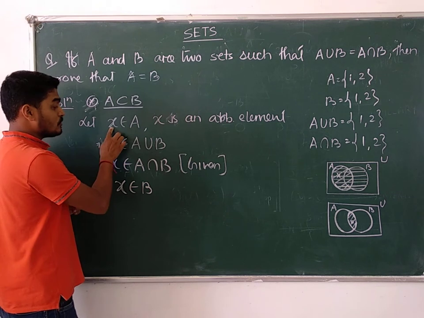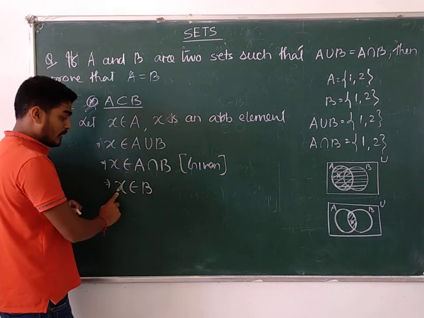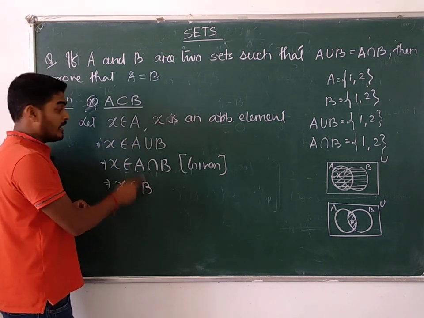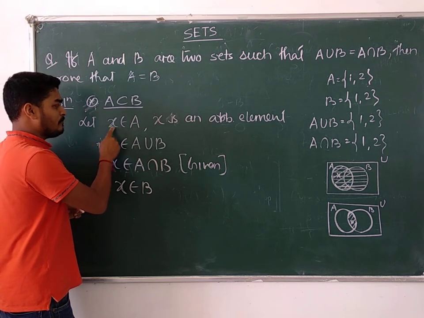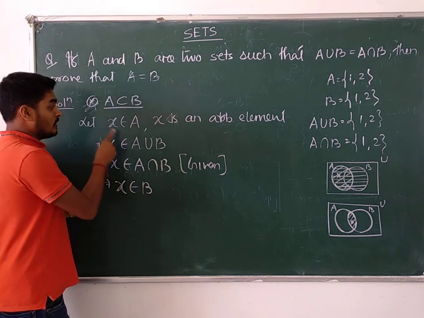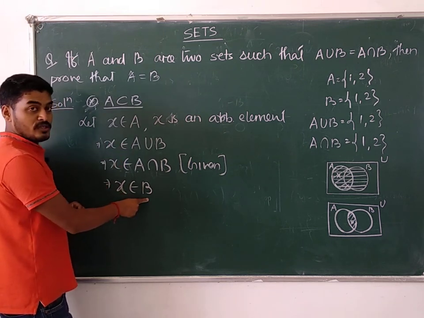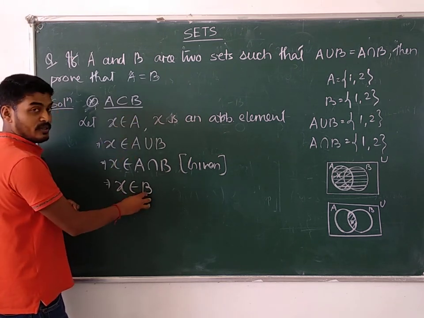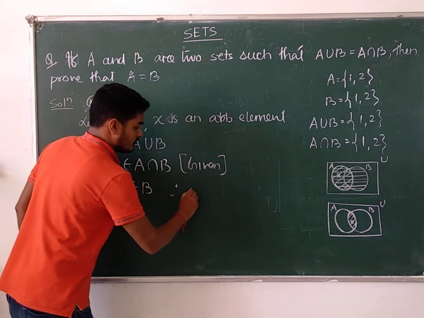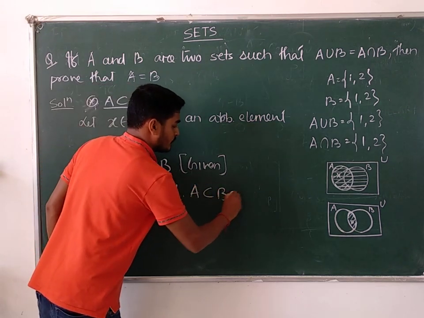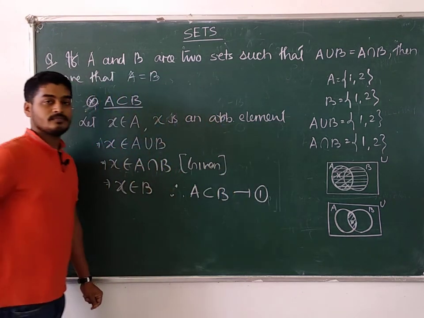X was the element of A, and you found that X is an element of B. X is arbitrary, that means if you say 5 belongs to A, it is proved that 5 belongs to B. If you say 100 belongs to A, it proves that 100 belongs to B also. That means all the elements of A are also there in what? B. Therefore A is a subset of what? B. This one is question number 1.